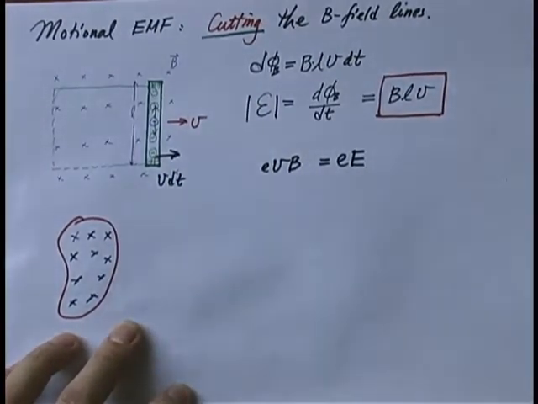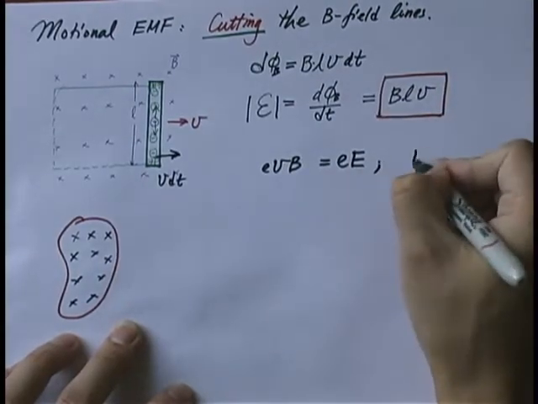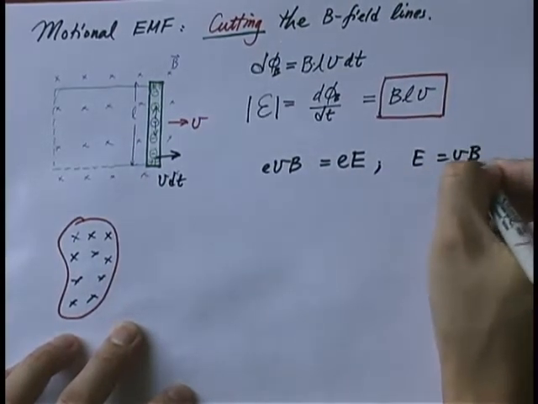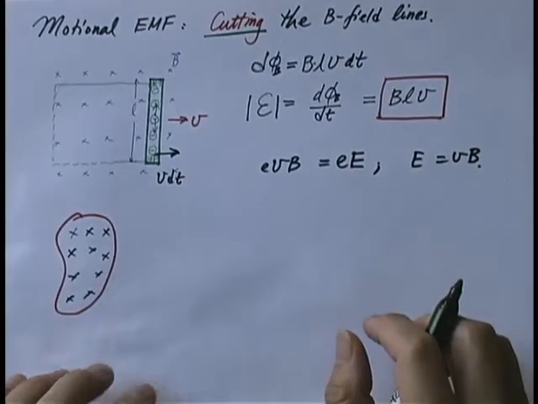This tells us the resulting electric field internally within this bar, right? And it is equal to what? It is equal to vB. Sort of like the velocity selector thing, right?